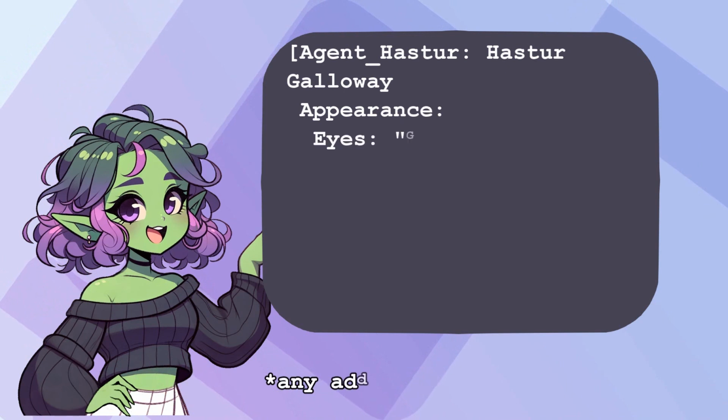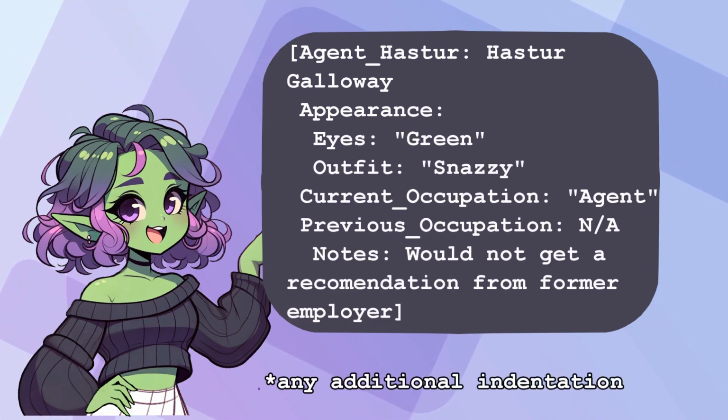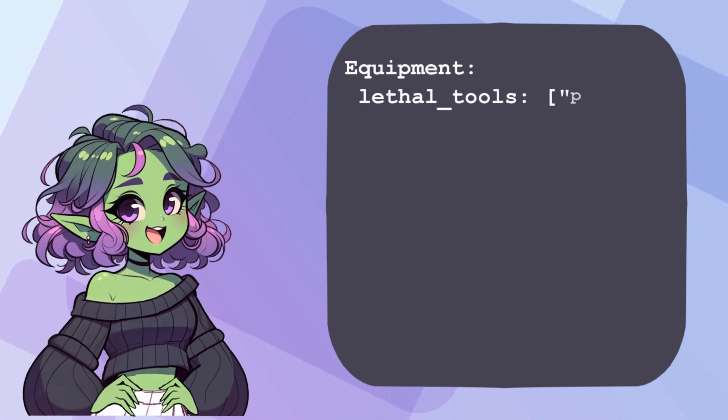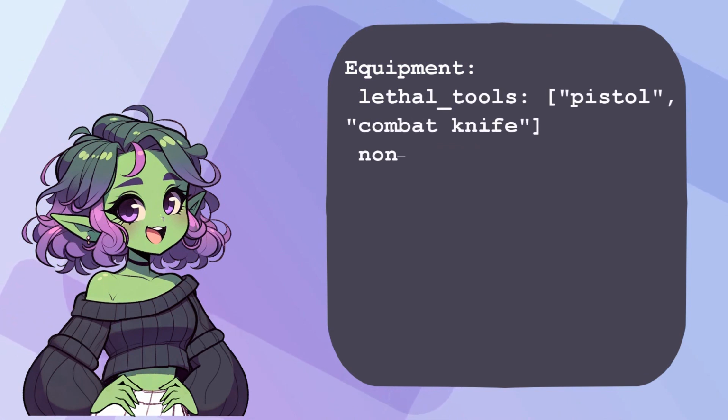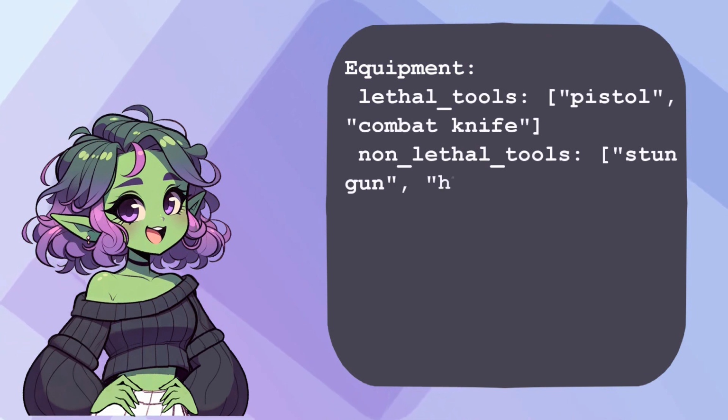events. To do this, we hit enter to go to a new line. We don't need to add an indentation here because we're now in a new category. So this line will read current_occupation, "agent." Alright, so we've given our character an appearance, we've given them a job. Now let's outfit Hoster with some tools.